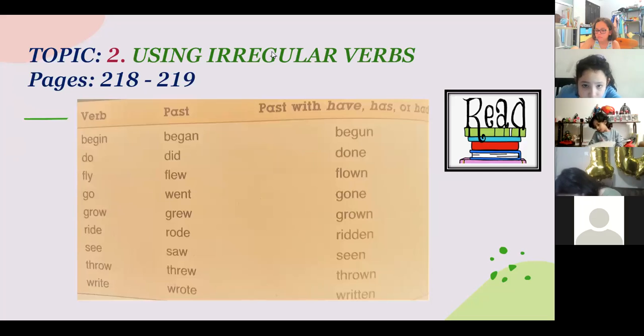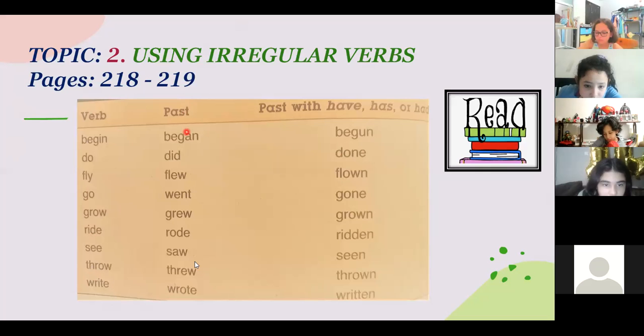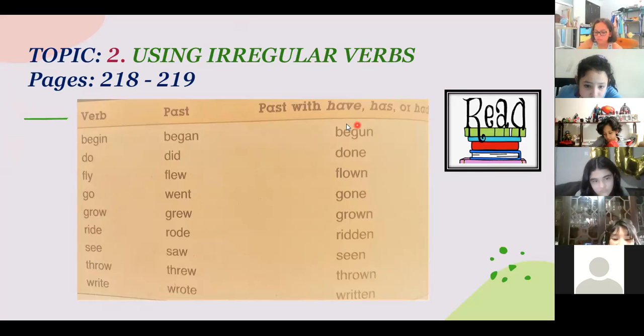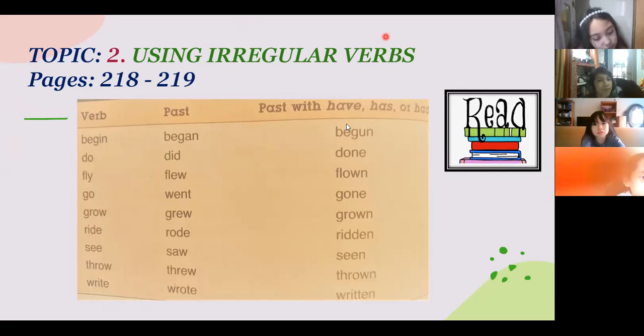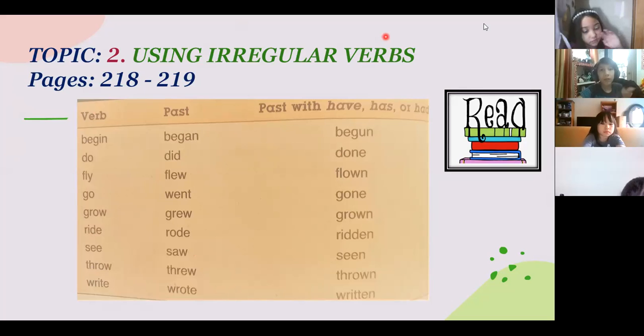If you have your book, you can look on pages 218 to 219. We have a list of verbs. Pay attention, please. We have the verb in present, the verb in past, and the verb in past when we have the auxiliary verb have, has, or had. So we have verb number one, begin. What is the past tense of begin?